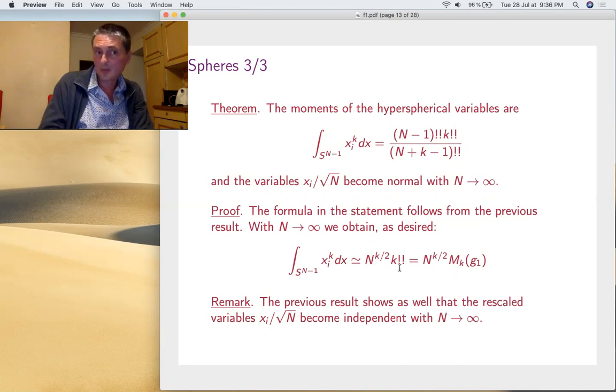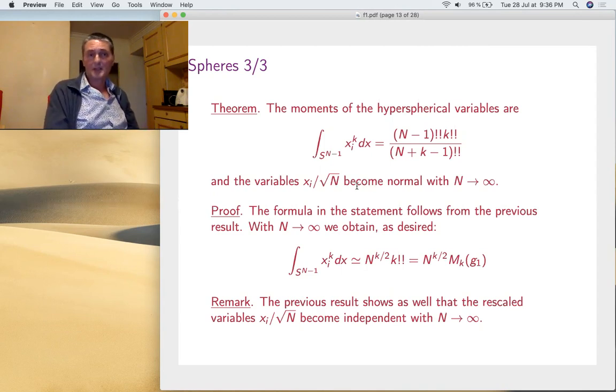And the double factorial gives the moments of G1, the normal law. So you see we get this is this. So if I get rid of this factor here by normalizing my variable like this, I get precisely the moments of G1. So this becomes normal. Okay, very nice. We have a first application of the normal law. So these coordinates become normal when n goes to infinity. Very nice.